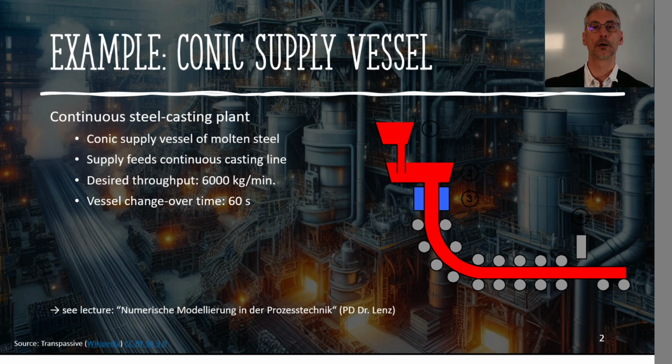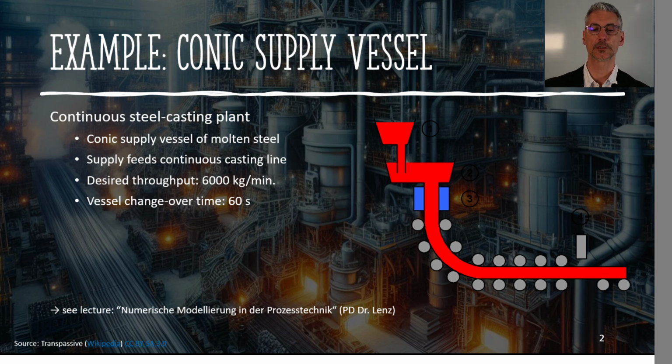So suppose you are an engineer tasked with optimizing a continuous casting production line in a steel factory. So you have a conic supply vessel of molten steel. Somehow in a furnace you melt your steel, and then you need to transfer it to the production line that makes the next step of the product. This is a big conic supply vessel that transfers it from the furnace to this production plant.